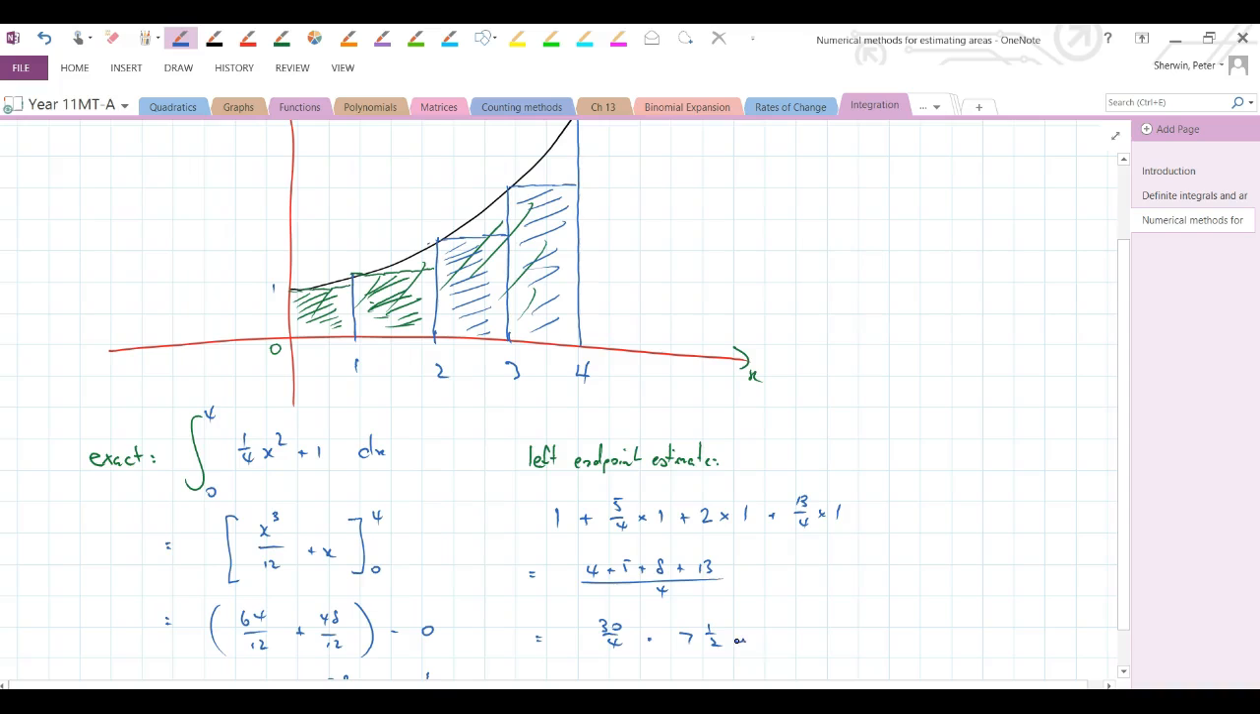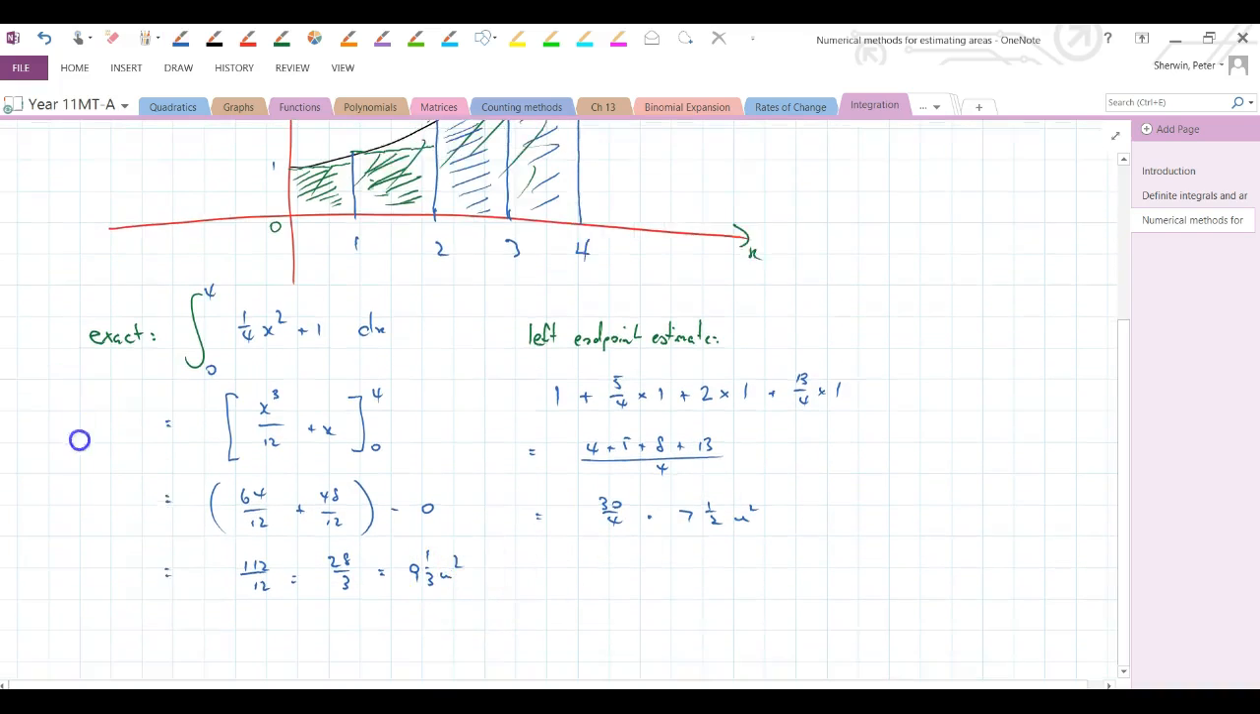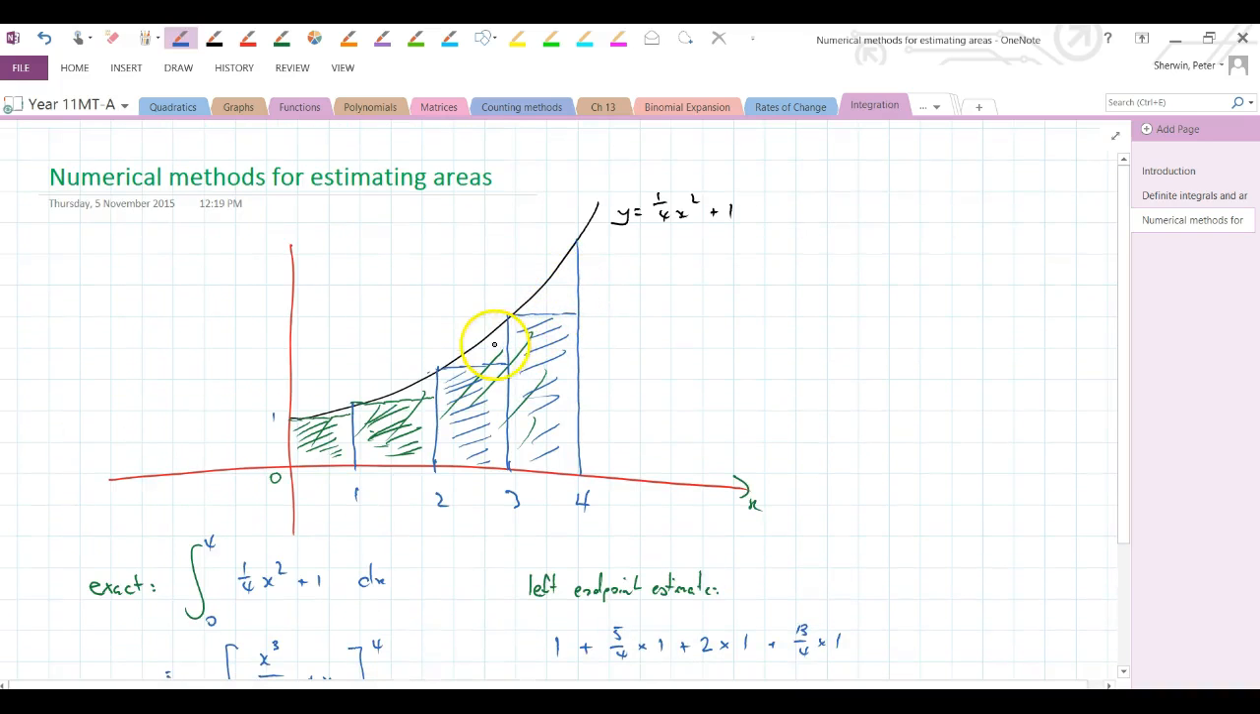7.5 units squared. So 7.5, it's not surprising. It's below 9 1/3. It's not a great estimate. It's quite a way off. It's about 20% off. It's because of all these bits in here.